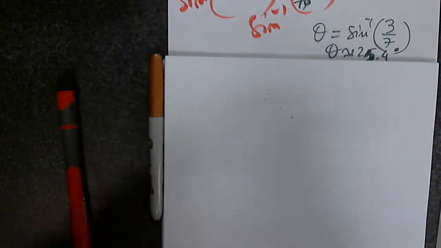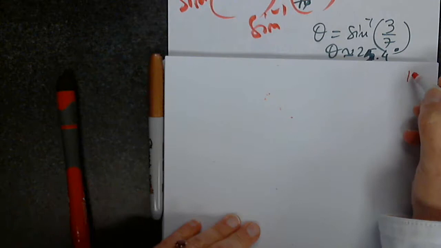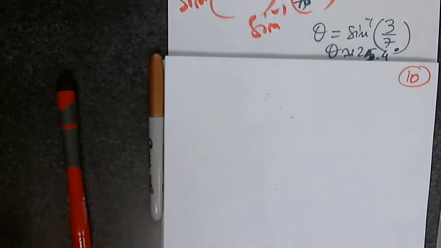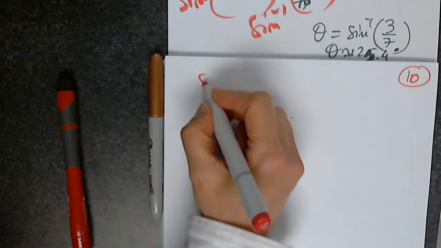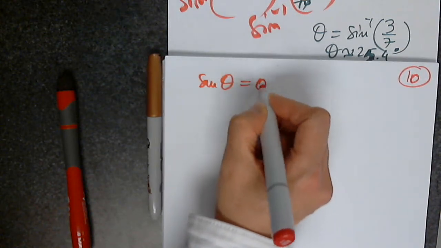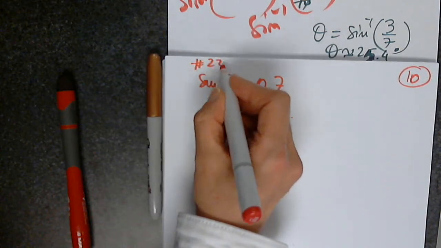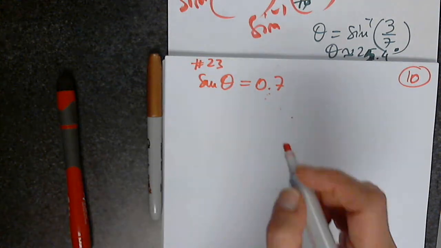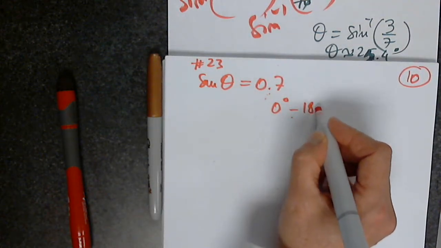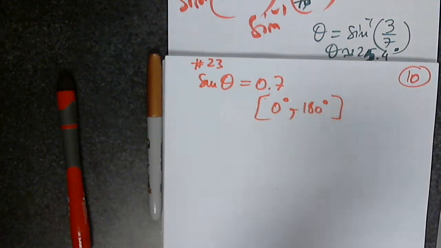This is a very important type of problem. We're going to deal with it a lot in chapter 7. 23. So sine theta equals 0.7. And the problem is asking us to find all angles theta between 0 and 180. Between 0 degrees and 180 degrees. Okay.